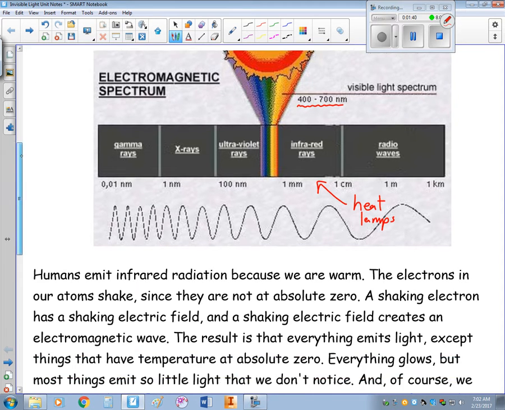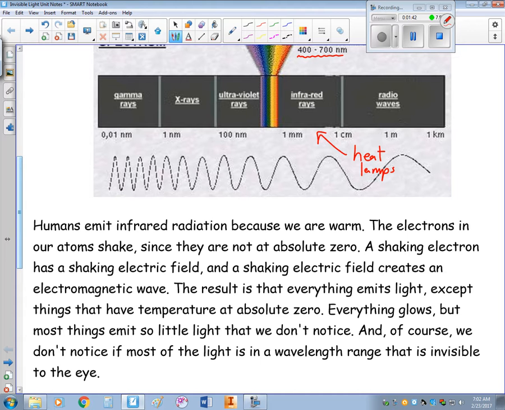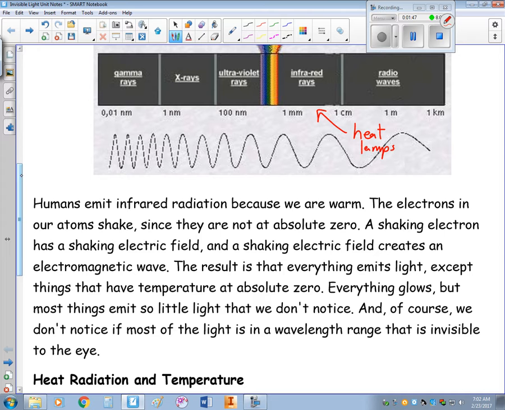Now, you emit infrared radiation because you are warm. The electrons in your atoms shake since they are not at absolute zero, so they're in a constant state of motion. That's the kinetic theory. And a shaking electron will have a shaking electric field, and also a moving electron will have a changing magnetic field. So these shaking electric and magnetic fields create an electromagnetic wave.